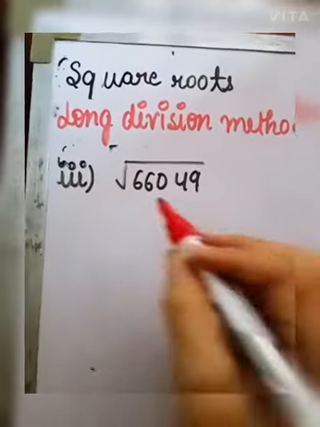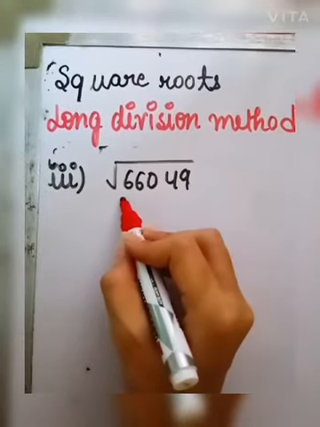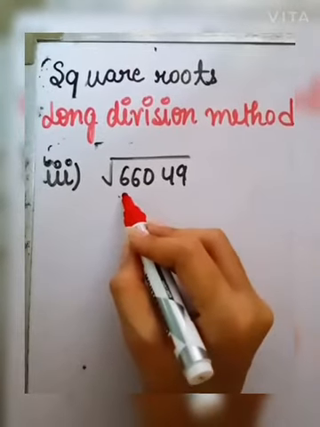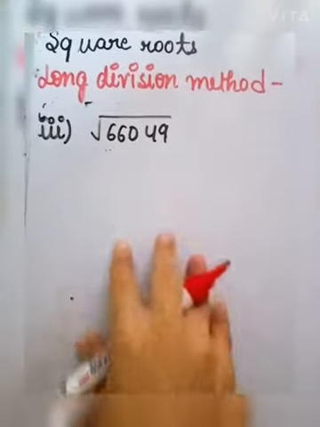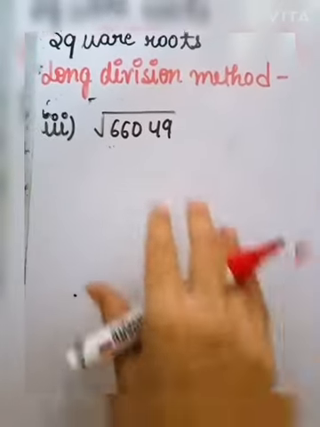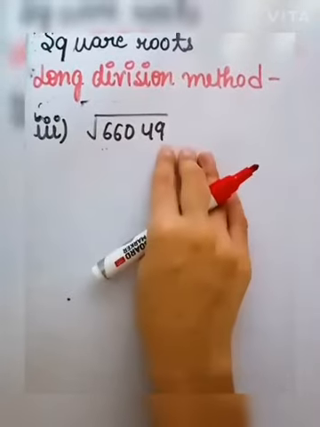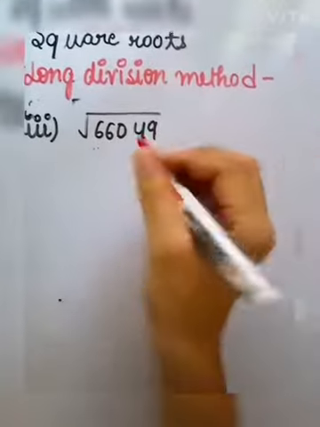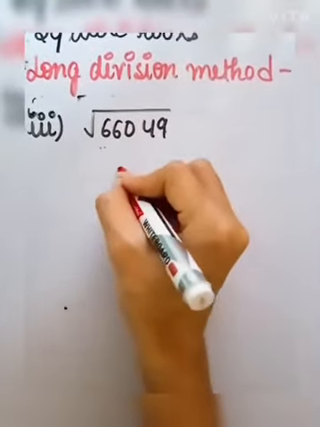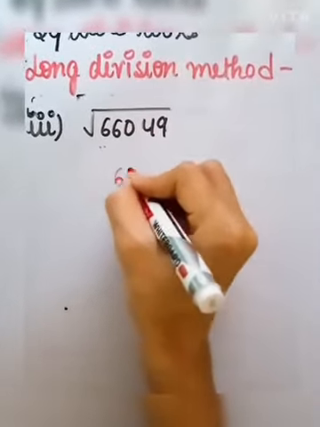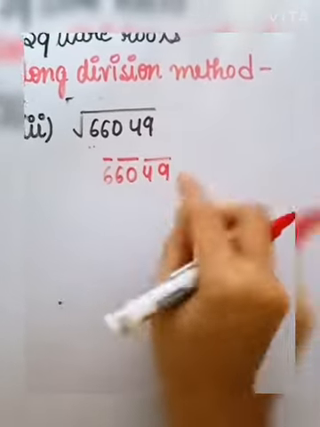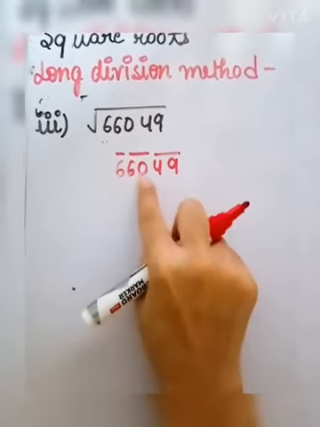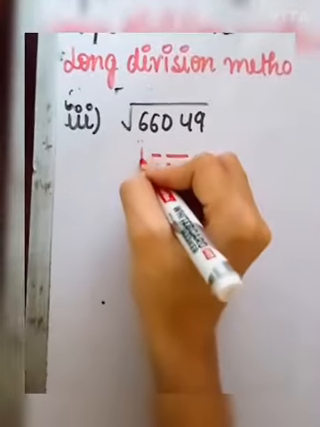See here. Here you have to find the square root of 66,049. This is a long number, so you cannot find it by prime factorization method. When you have a long number, a large number, use long division method. First of all, do the pairing of numbers from one side, unit place. Pairing from the ones place. Here, first period, second period, third period.